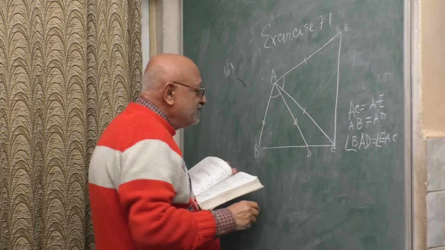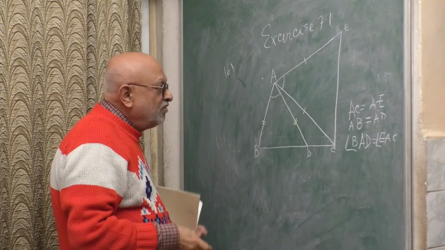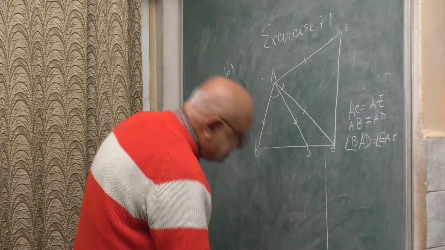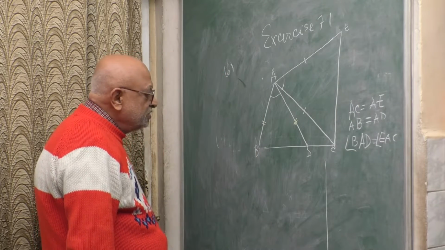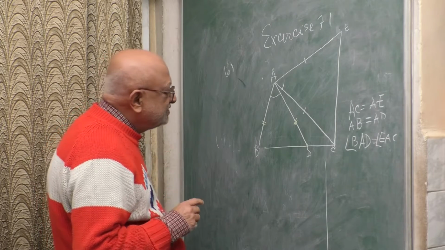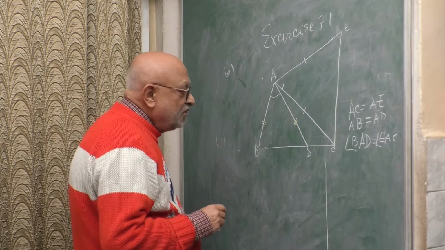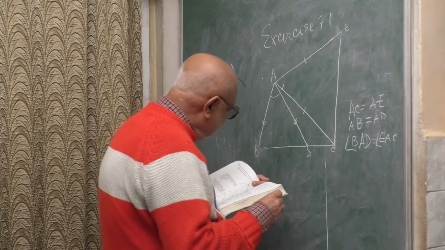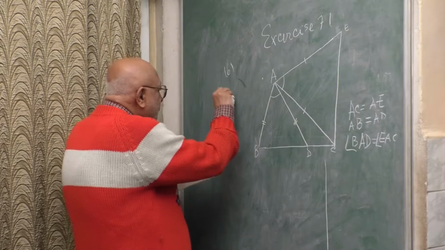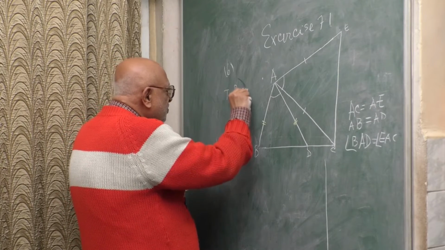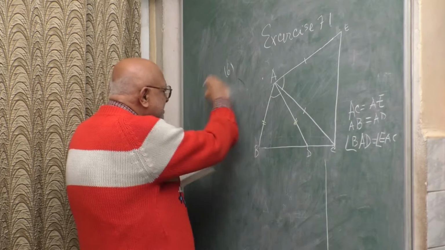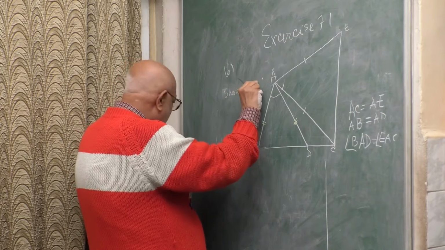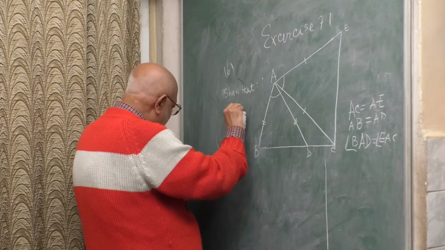I saw the school note of one of my students here, and I find that this has not been done properly. So this is the reason I am going to spend some time. First of all, let us choose the triangles that we should take. This is given. What is to be proven? So that BC is equal to DE. Let us use the same language as given in the book.